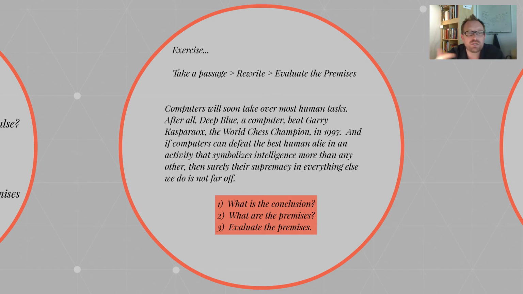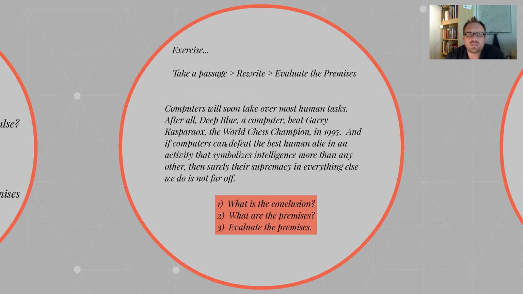So here's an example here. Computers will soon take over most human tasks. After all, Deep Blue, a computer, beat Garry Kasparov, and that's misspelled, the world chess champion in 1997. And if computers can defeat the best human in an activity that symbolizes intelligence more than any other, then surely their supremacy in everything else is not far off. Their supremacy in everything else we do is not far off.